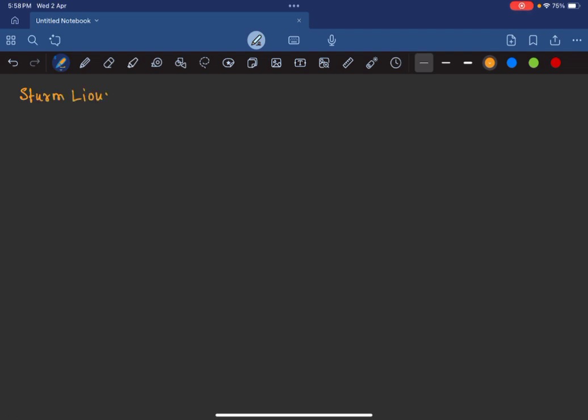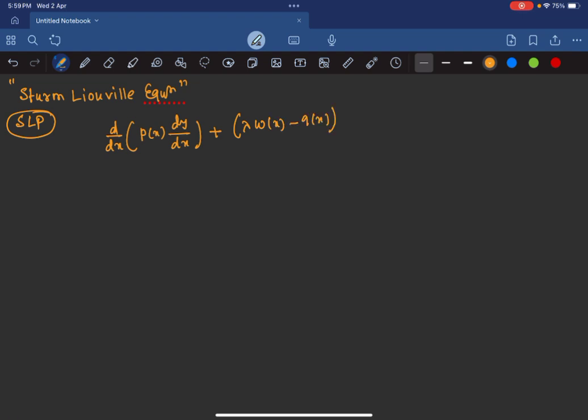Sturm-Liouville equation, or it is known as SLP, Sturm-Liouville problem. Okay, so in that case, the general form of SLP is given by d/dx of (p(x) dy/dx) plus (lambda omega(x) minus q(x)) y equal to 0. Okay, this we have already studied in our class.